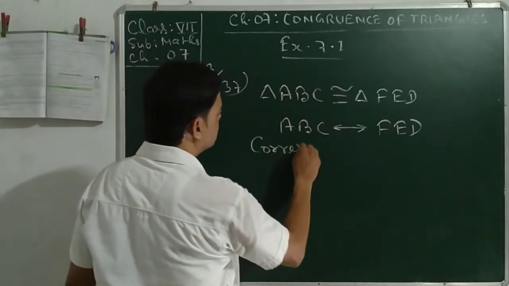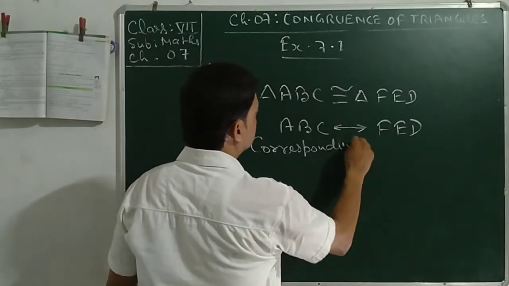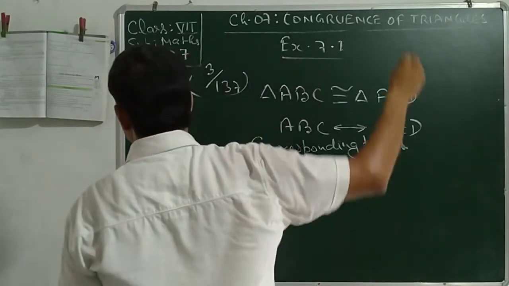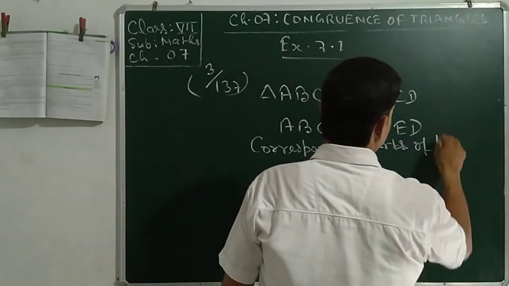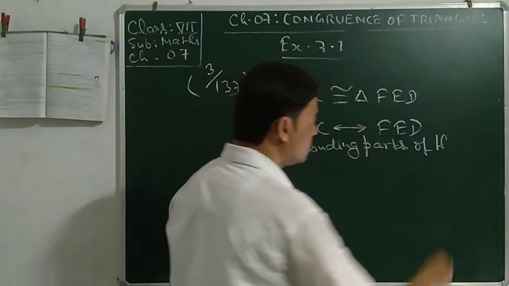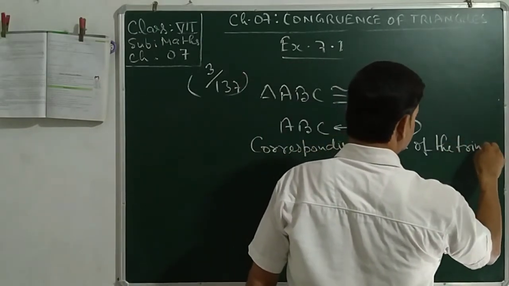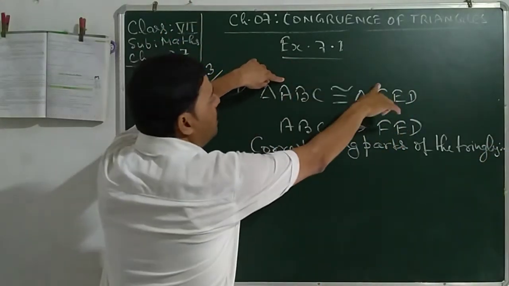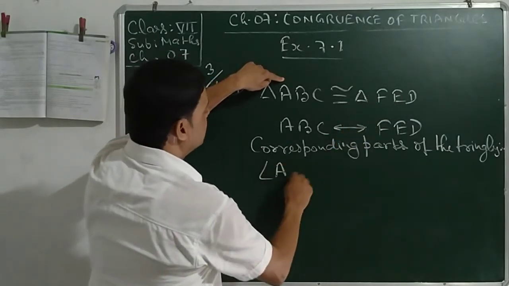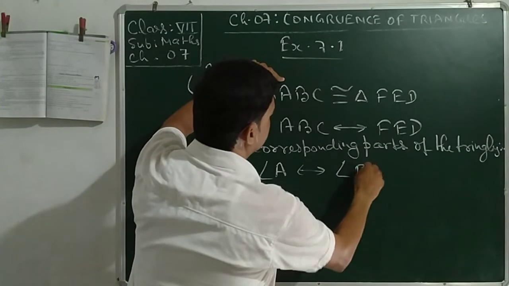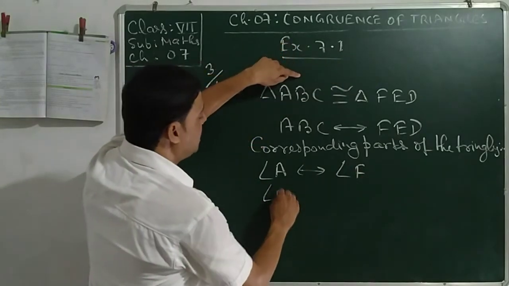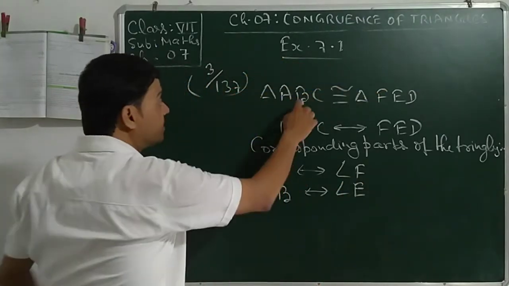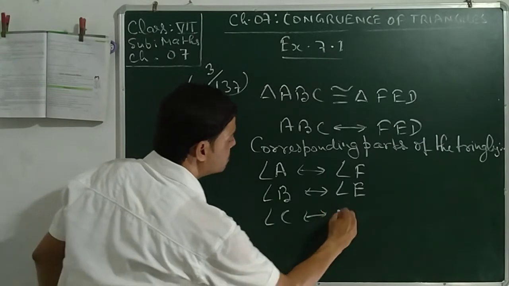Corresponding parts of the triangles. See, angle A will be matching with angle F. First alphabet. Second alphabet, angle B matches with angle E. Second alphabet. Third, angle C matches with angle D.